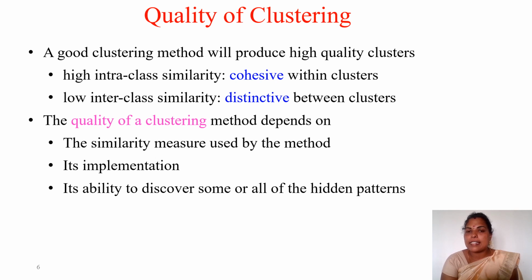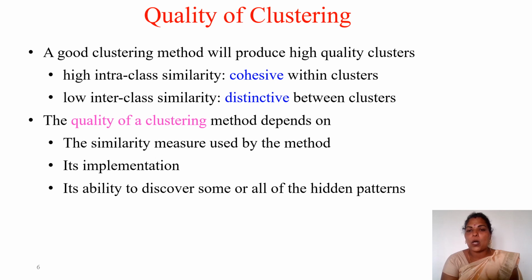Then the quality of the clustering method depends on the similarity measure used by the method, because here clustering mainly works based on similarity measures. We are finding out the similarity between data objects, then only we are grouping the data objects into different clusters. So here similarity plays a vital role. Which similarity measure we are using in our clustering technique is very much important. Then the way we are implementing the clusters, because how we are choosing the cluster centers, many implementation challenges are also available in this clustering.